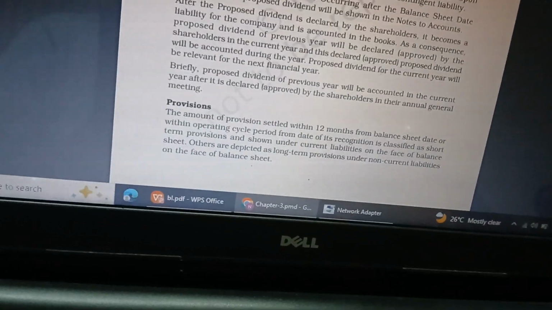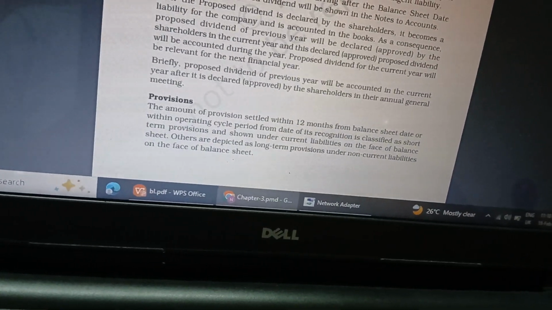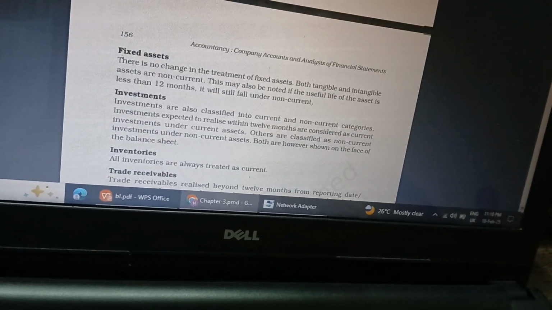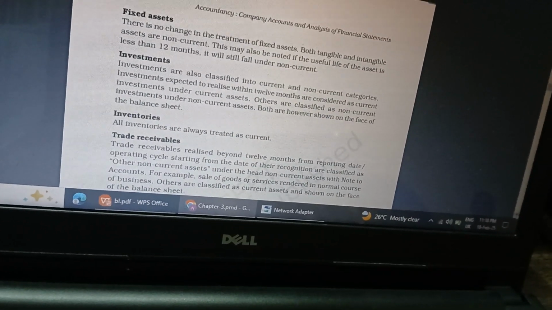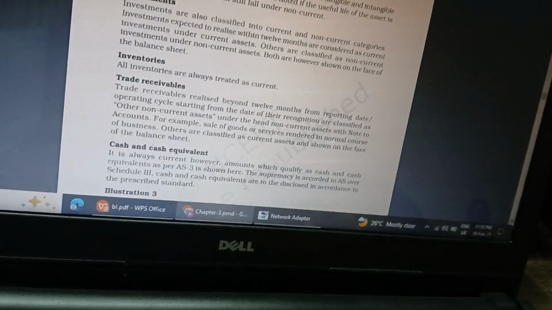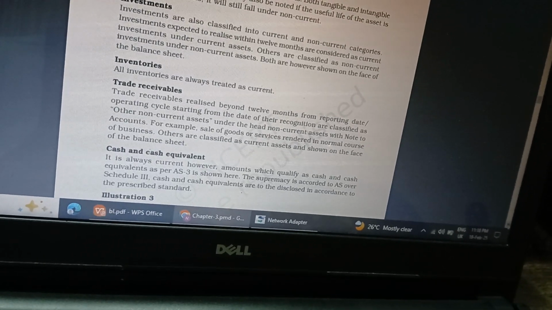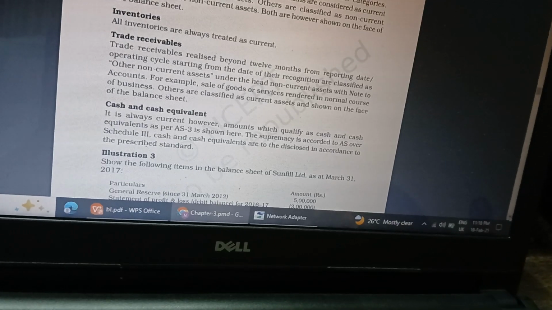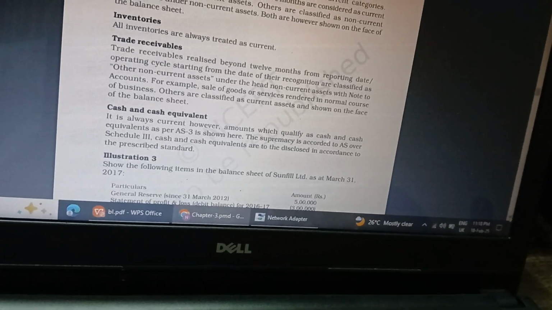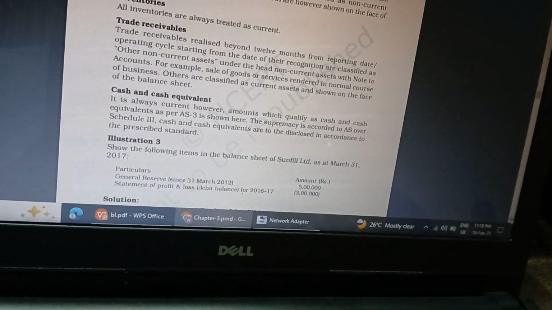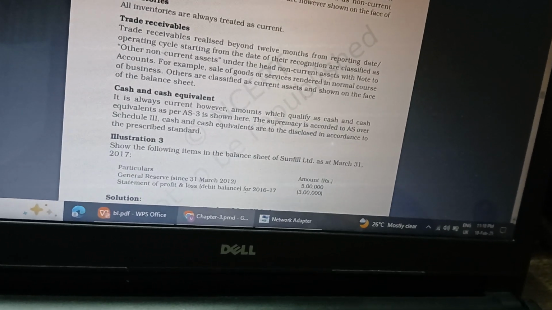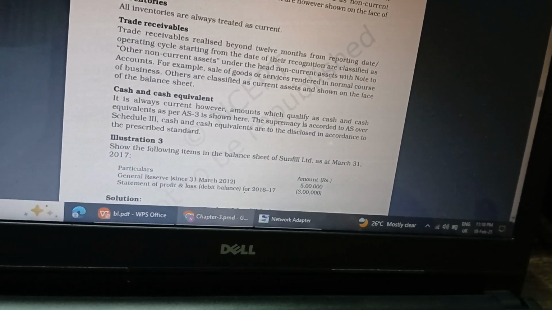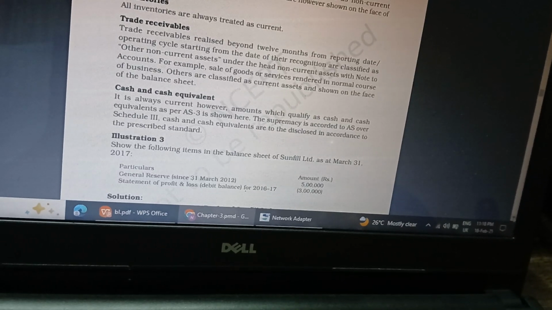Then fixed assets. Fixed assets are those assets that are kept for longer period of time. Fixed assets are to be treated as tangible and intangible. Then investments. Investments are classified into current and non-current categories. Investments realized, that is, if you are getting back the money by selling the investments within 12 months, it's considered as current investments under current assets. If it is taking more than 12 months, that is non-current investments.